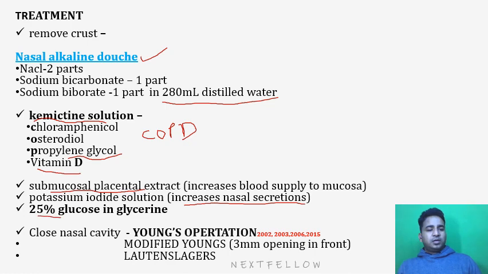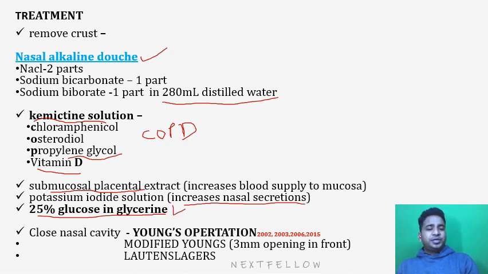Then comes the 25% glucose in glycerin. So again, 25% glucose in glycerin is very effective in treating atrophic rhinitis. How does it help? This is particularly a hygroscopic agent. Firstly, 25% glucose is also bactericidal. It will kill the bacteria which are present in atrophic rhinitis, like Klebsiella ozaenae. And this glycerin will act as a lubricant. Okay. So again, this is very helpful.